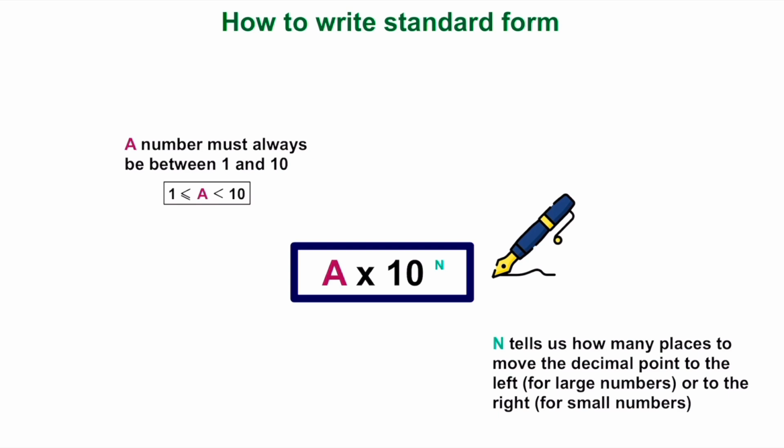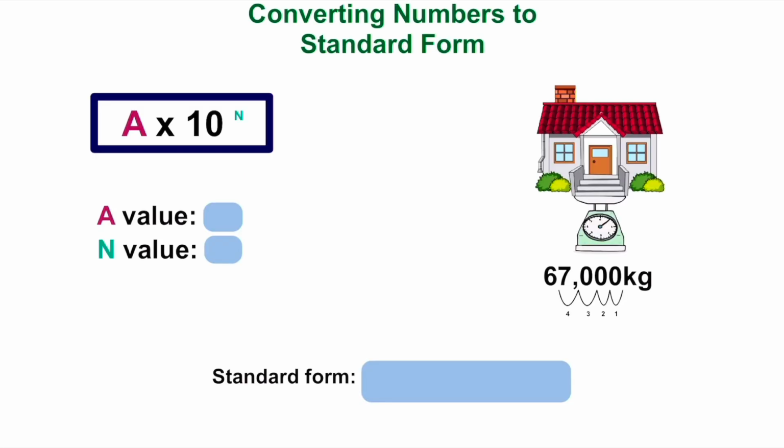The general form looks like this, which we can see in the middle of the page, where A represents the mantissa and n represents the exponent. Now let's look at converting numbers to standard form. Converting numbers to standard form is relatively straightforward.